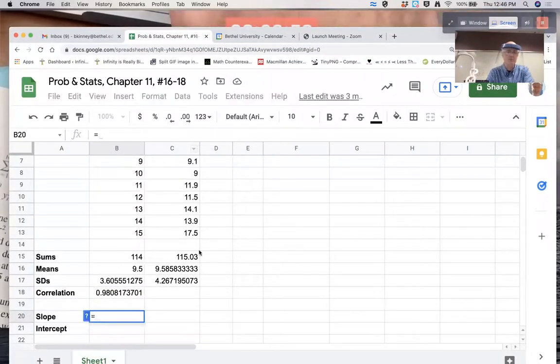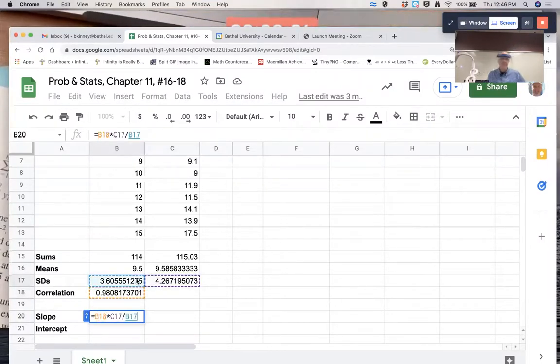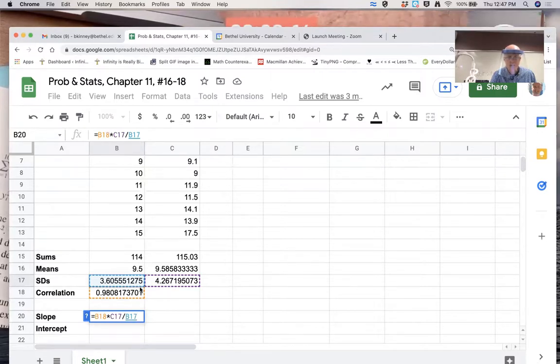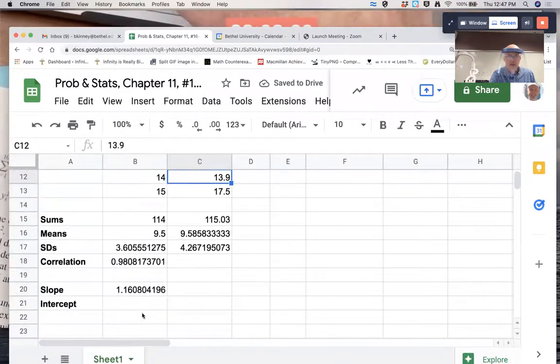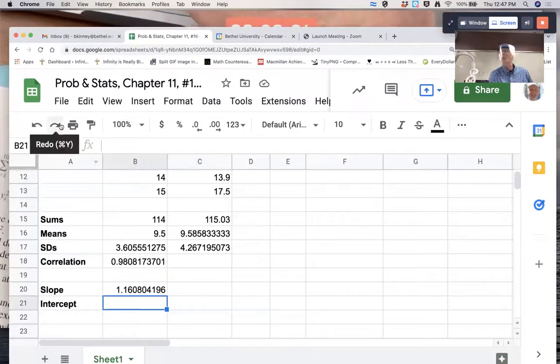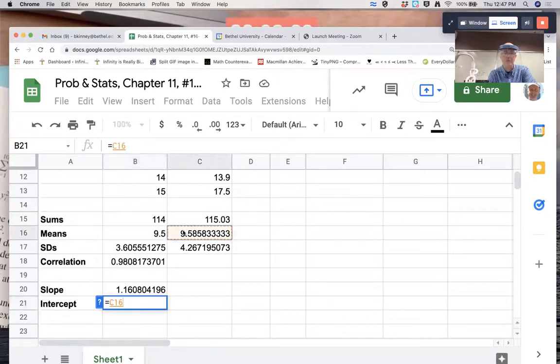So I'll use it here like this. Big enough to see. Try to make it bigger. It equals the correlation in B18 times SY in C17 divided by SX in B17. And then don't forget how to find the intercept as well. It's y bar minus B1 times x bar. I wrote that down last time. You should know that as well. Y bar, the mean of the y's, minus B1 times x bar.